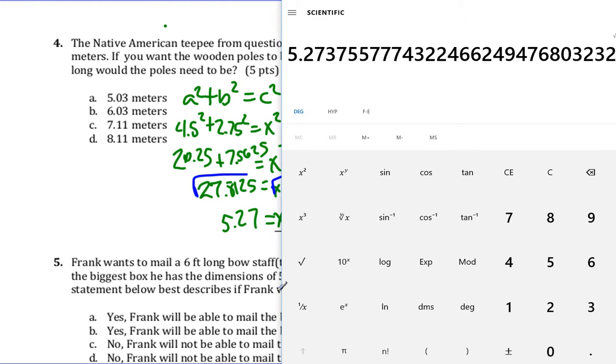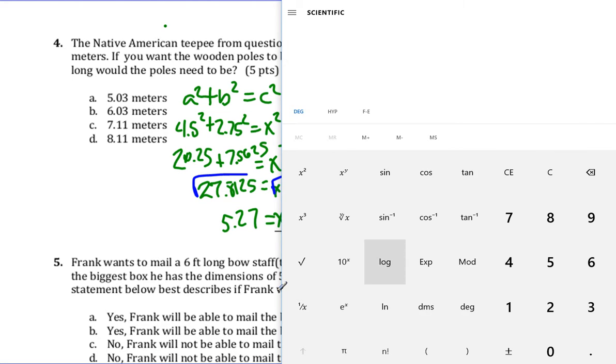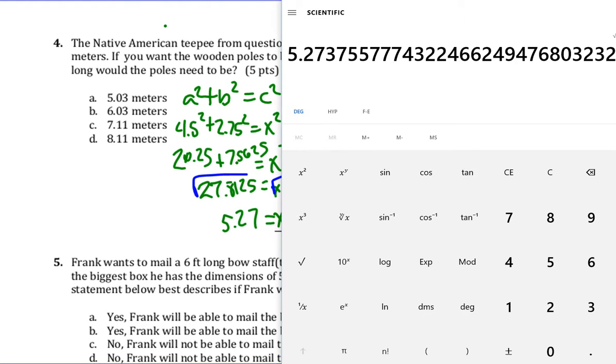I'll try a third time. Height is 4.5. 4.5 squared, yes. Half of the diameter is 2.75 squared. Yes. That plus 20.25 is that. When I square root both sides, all right, well, I checked it 3 times. My math is good. I guess one of these answers is not correct.